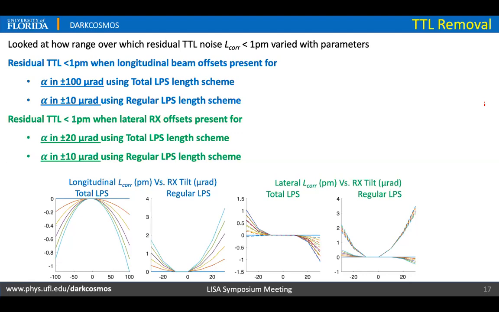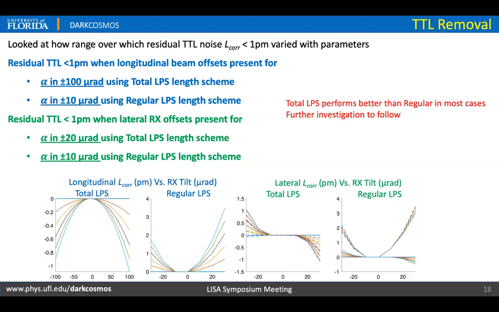The second two graphs again show residual tilt to length noise in picometers, but when lateral RX offsets are present. The range of success was more restricted, plus or minus 20 microradians for the total LPS and plus or minus 10 microradians for the regular.